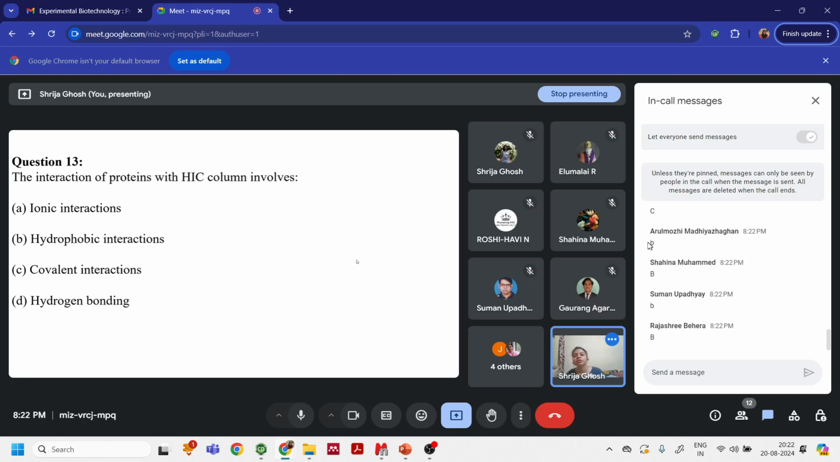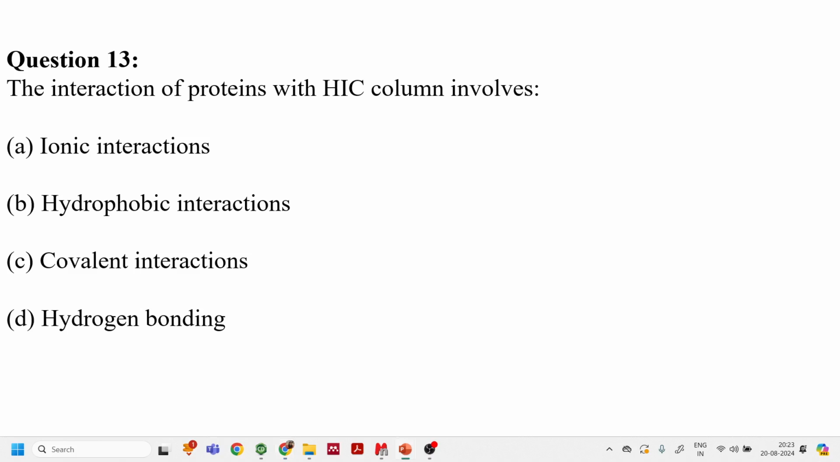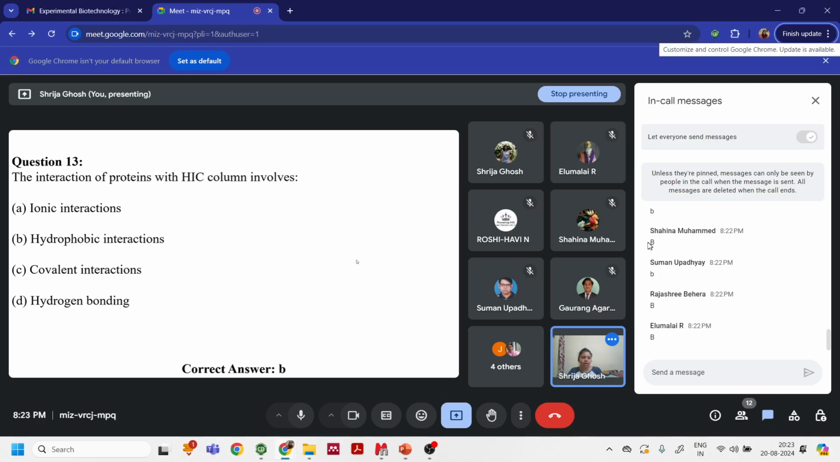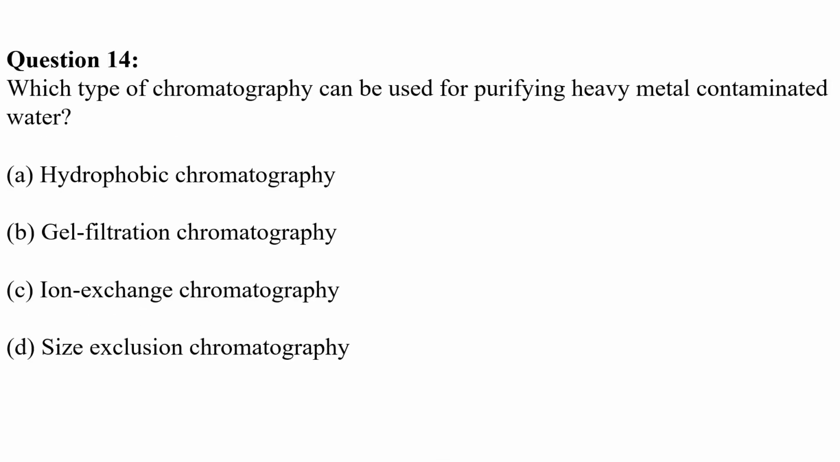You are correct. The full form of HIC is hydrophobic interaction chromatography. So by the name itself you can understand that the interaction between the protein that has to be separated and the stationary phase, that is the column matrix, is hydrophobic. The interaction between them is hydrophobic. The correct answer is option B. I hope there is no doubt in this. Moving on to the next question.